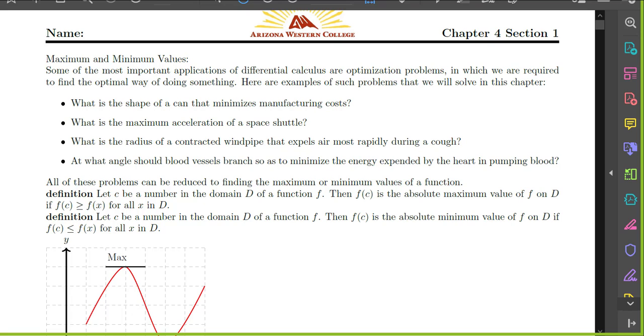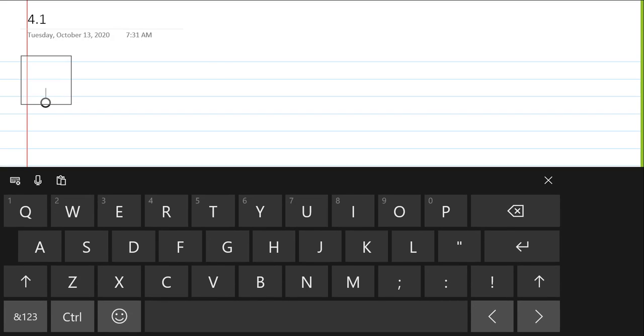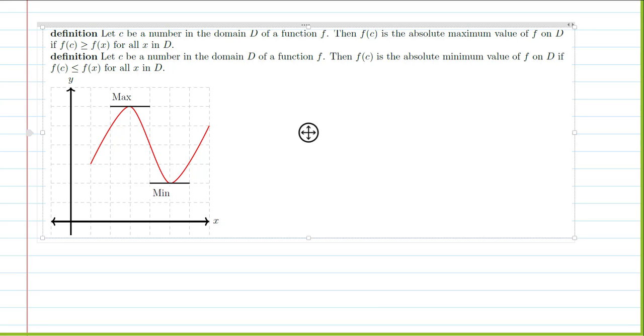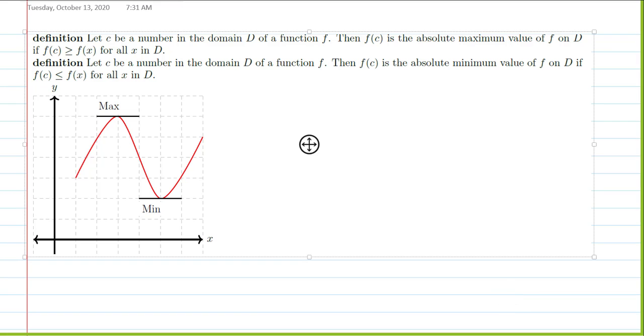One thing we will discover about nature is that it is very efficient. It will always find the lowest energy way to do things. So when we do some of these optimization problems, we'll help discover some of those things. Basically, the goal, at least for the first part of Chapter 4, is this idea of finding maximums and minimums. So we're going to have a couple of different definitions and then different ways to find them.